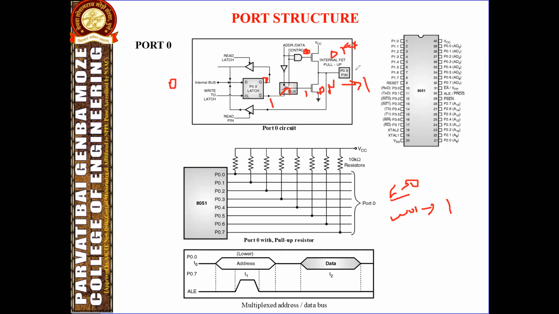So what is the output here? Due to the FET being on, the supply will flow here like this. Because this one is connected to ground, a low signal will occur at the output pins. So after getting a low signal, these pins act as read pins.